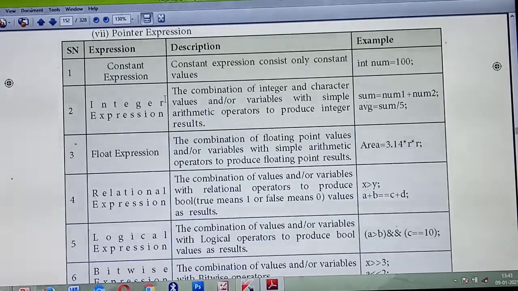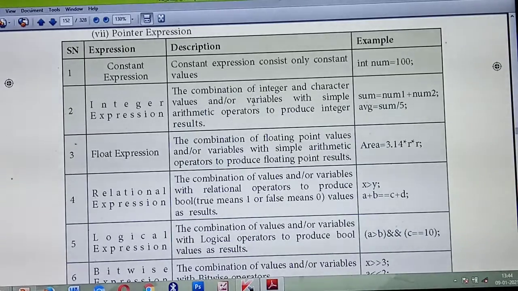Integer expression means the expression will contain both integer values as well as character values. These integer or character values are combined using arithmetic operators. For example, a plus b. Here a and b are characters, a plus b equal to 5, so 5 is an integer value. To add a and b, which operator should you use? The arithmetic operator plus.